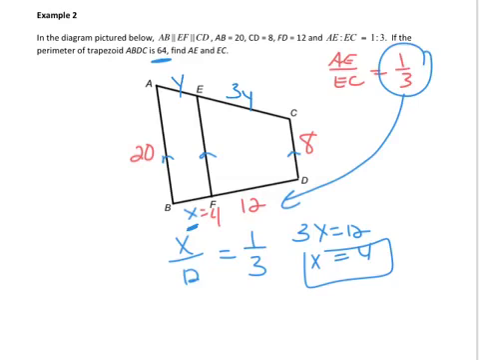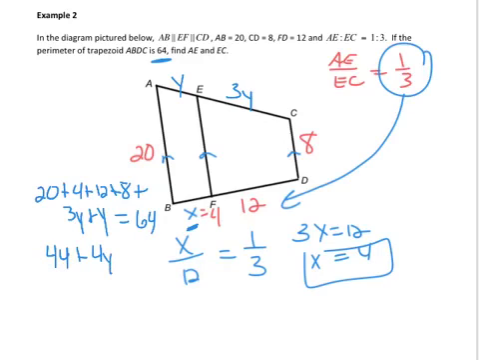So the perimeter is adding everything all the way around, which means 20, as I go around, plus 4 plus 12 plus 8 plus the 3y and the y. That is all equal to 64. So combining like terms and simplifying, I believe I have 44, if you add the 20 and the 4 and the 12 and the 8, plus 4y is equal to 64. This lets us solve for y, and then we can substitute back in.